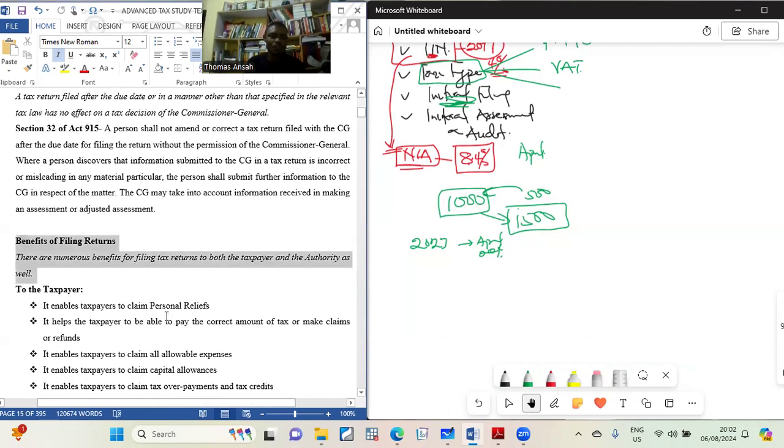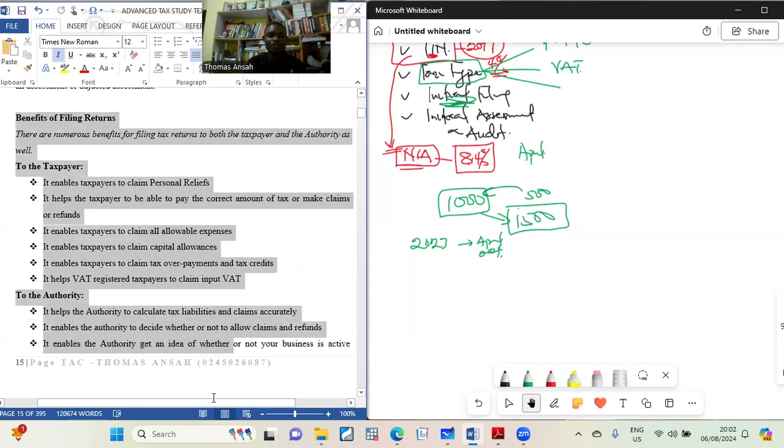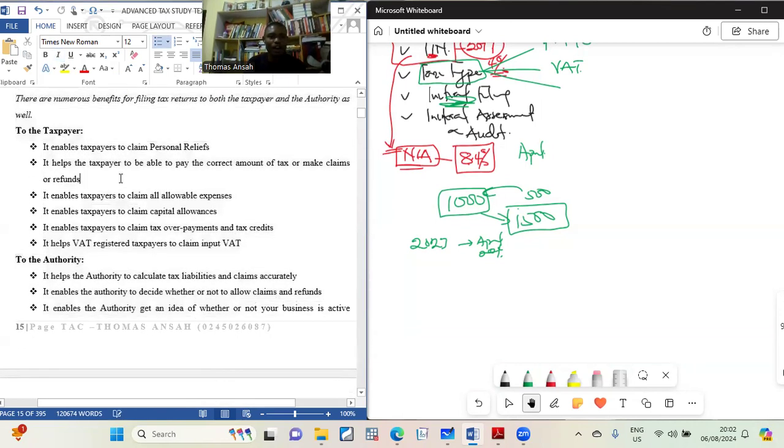Of course, we have benefits of filing. If you file, you can get your reliefs. If you file, you have the correct records, and you are being a good citizen. It helps you to also register for VAT voluntarily.